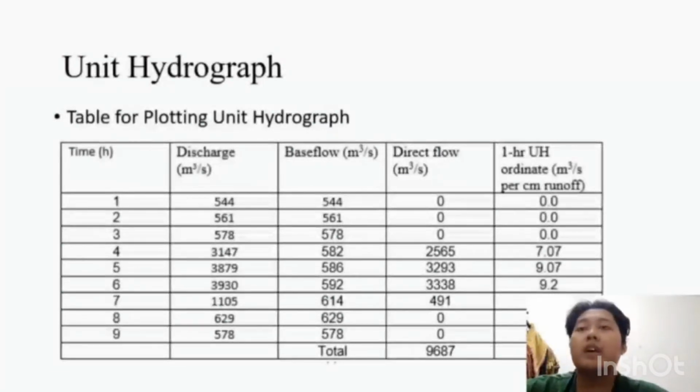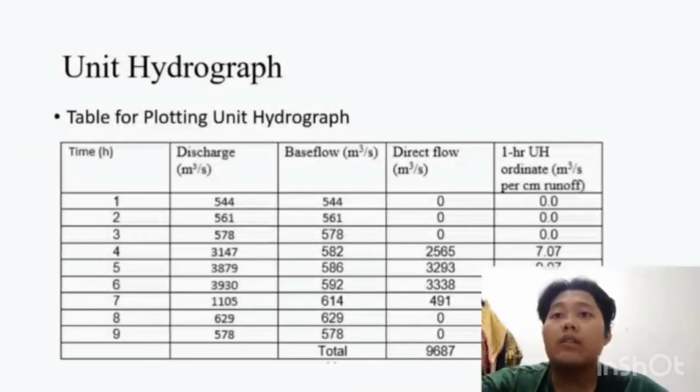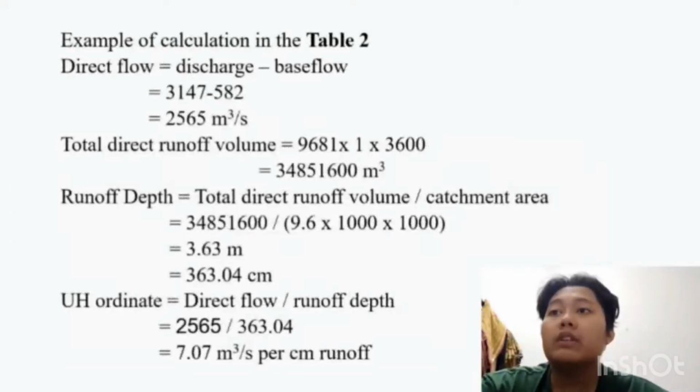From this table, we find the direct flow, the base flow, and the 1 hour UH ordinate. So this is an example of how to find the value. For the direct flow, we just subtract the value of base flow from the value of discharge. So here we got 2.1565 meter cube per second.